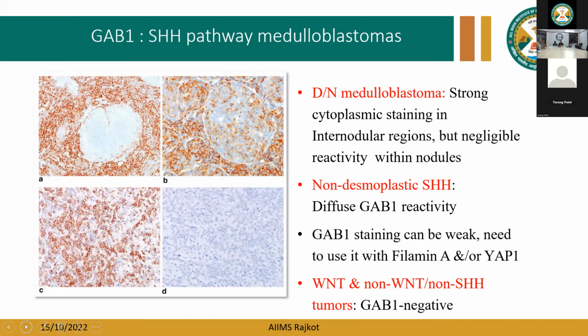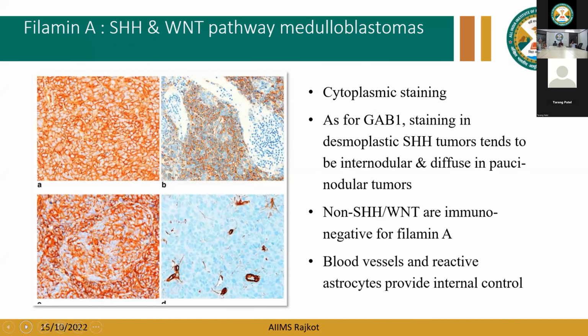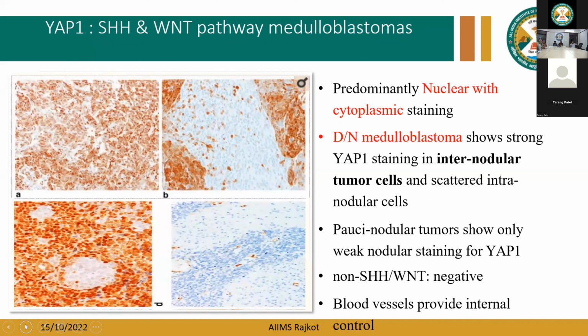Now, GAB1 is a strong cytoplasmic staining in the internodular regions of the desmoplastic nodular medulloblastoma. In the non-desmoplastic SHH type, diffuse GAB1 reactivity will be there. It can be weak, so it should be used along with filamin A and or YAP1. The WNT and non-WNT, non-SHH types will be classically GAB1 negative. Now, filamin A will have a cytoplasmic staining similar to GAB1, and this will also be negative in non-SHH, non-WNT type of medulloblastoma.